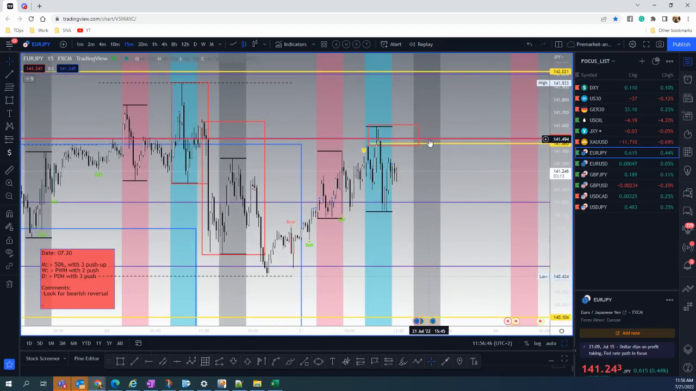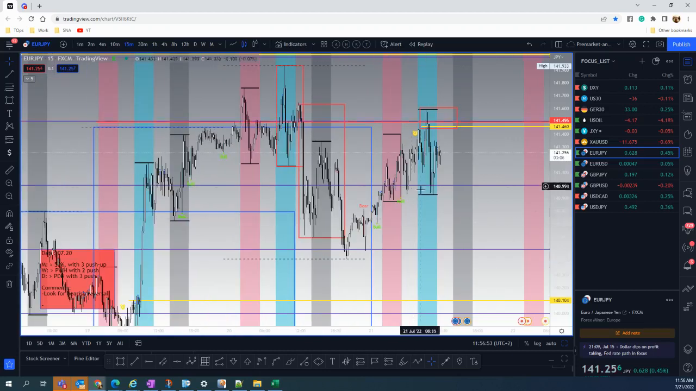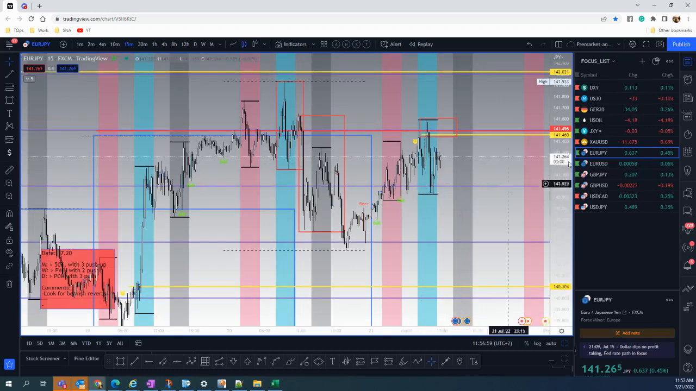And we will see, maybe at the US session it will set up another short opportunity. Target will be the previous day low or this order block here, this round number. That's around 100 pips.